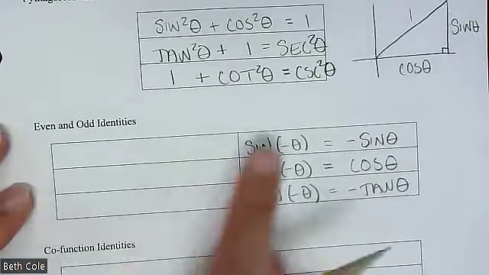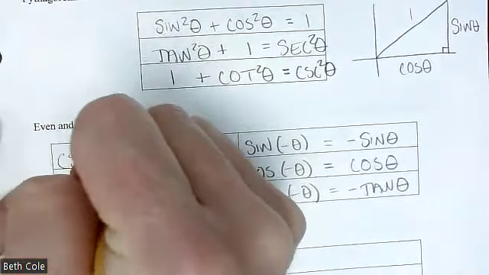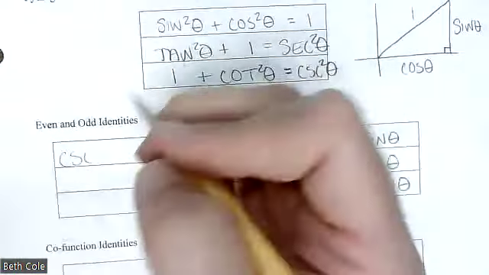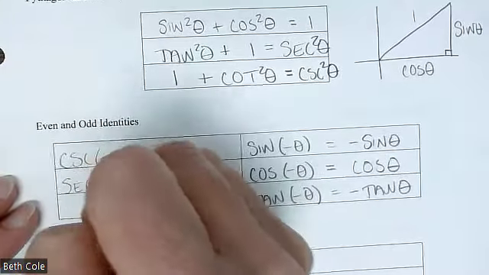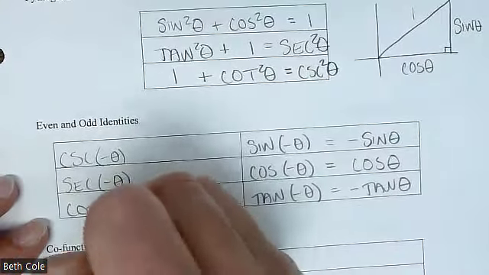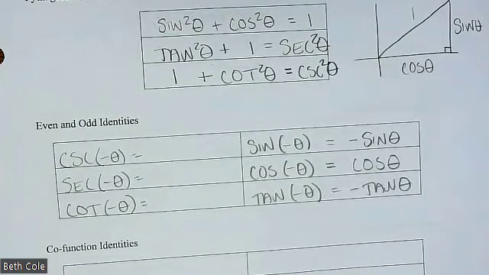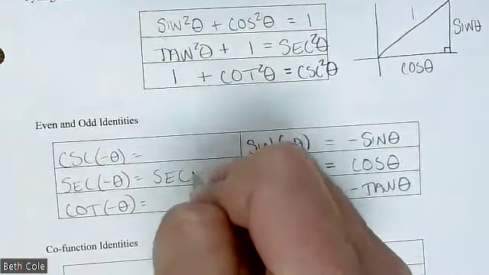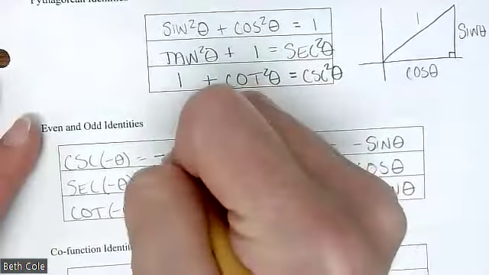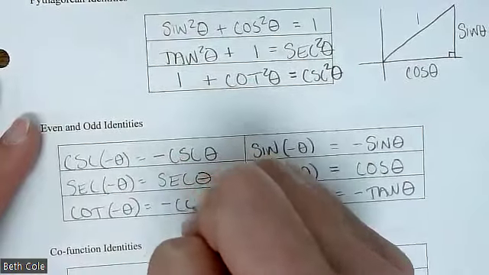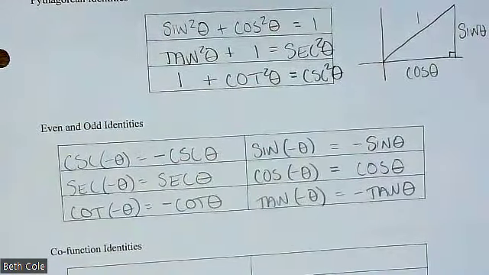And so I'm going to put the reciprocal ones next to them. So this one will be cosecant of negative theta. And so again, the even ones turn positive, the odd ones turn negative. So out of those three, which one is the even one? Secant. Good. So that is just going to turn positive. It'll just be secant of theta. The other ones are going to be negative. Even, positive, odd, negative. That's really all you need to remember for those ones.